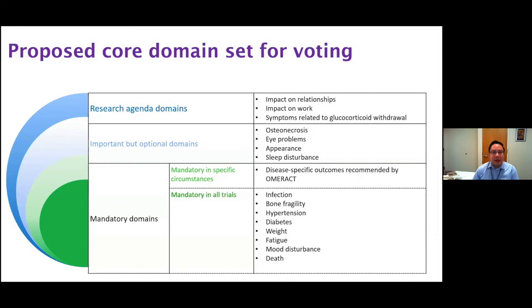So this leads us to our proposed core domain set for clinical trials, including the use of glucocorticoids, for which the inner core includes infection, bone fragility, hypertension, diabetes, weight, fatigue, mood disturbance, and death. So although osteonecrosis and eye problems met the OMERACT thresholds for being included in the mandatory group, due to concerns about eventual feasibility, these were placed in the middle core.